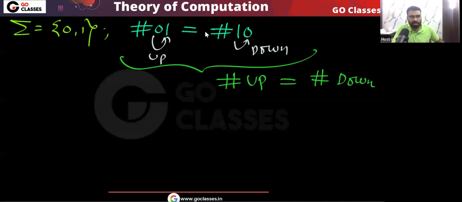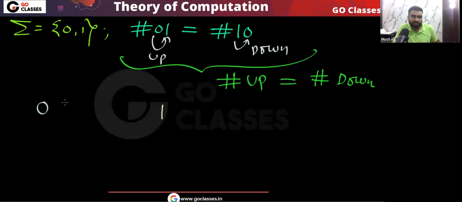Okay, so just tell me this point. If my string is starting with 0, can it end with 1? Is it possible? Just think about it. Very simple question I'm asking. If my string is starting with 0, can it end with 1? Just take your copy and pen. Try. If my string is starting with 0, can it end with 1?